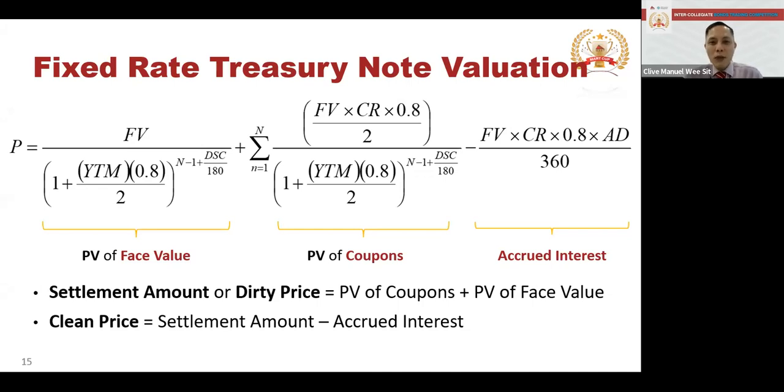Now, face value times coupon rate times 0.8 divided by 2. The reason why we're dividing it by 2 is because we are trying to compute for the semi-annual cash flows, because an FXTN is a semi-annual coupon paying bond, right?